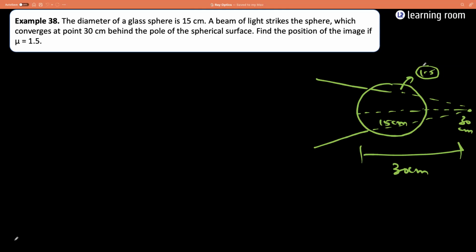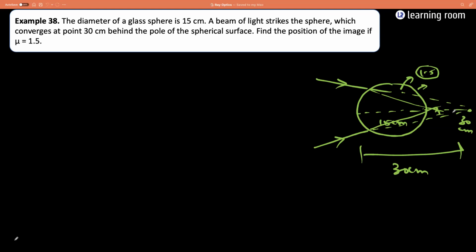So what the meaning of this is, had the second refracting surface not existed, then the rays which were coming would have actually fallen at 30 centimeter. That is what the question says, which converges at 30 centimeter behind the pole of the spherical surface. Find the position of the image. Now, if you know the refractive index of the glass, double convergence would have taken place. I don't know where the image is formed. Let me say it is formed at I. Then what are we supposed to do?